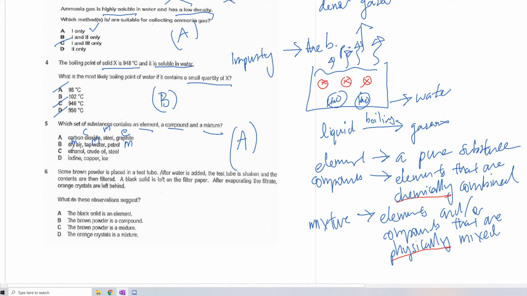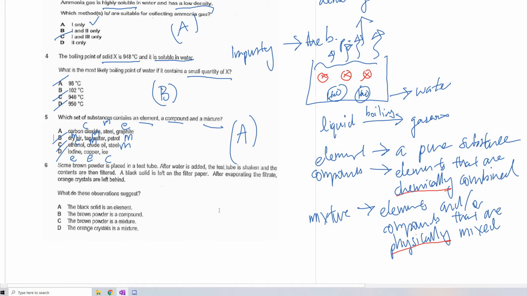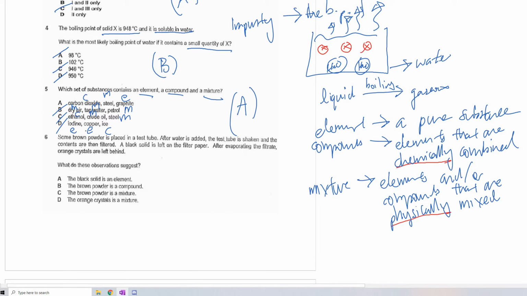Alright, ethanol. Ethanol is an alcohol, is a compound. Crude oil is a mixture, and steel is also a mixture. Alright, lastly, iodine is an element. Copper similarly is also an element. Ice, which is water, is a compound. Alright, so B, C and D cannot be the answer. Okay, let's move on to question 6.